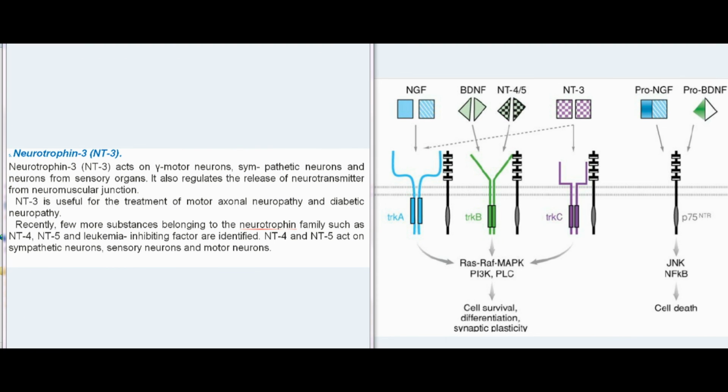Neurotrophin 3, NT3, acts on gamma motor neurons, sympathetic neurons and neurons from sensory organs. It also regulates the release of neurotransmitter from neuromuscular junction. NT3 is useful for the treatment of motor axonal neuropathy and diabetic neuropathy. Recently, few more substances belonging to the neurotrophin family such as NT4, NT5, and leukemia-inhibiting factor are identified. NT4 and NT5 act on sympathetic neurons, sensory neurons, and motor neurons.